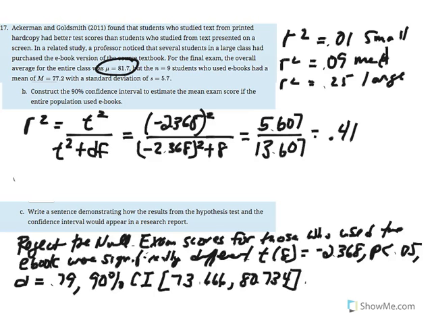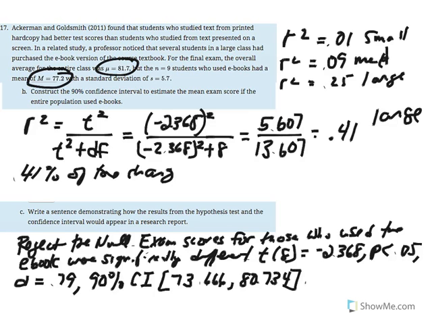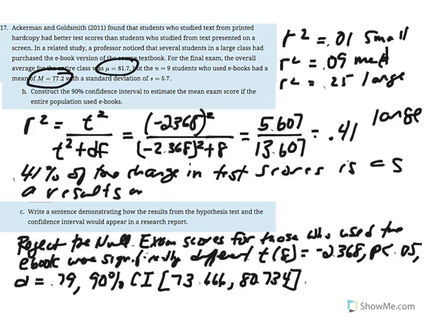So in this case, we would say, again, this would be a very large effect, that the difference in scores, and in this case a significant decrease in scores, is due to the fact that these students are using the ebook versus the print. So again, 41% of the change in test scores is as a result of the use of the ebook. So we can attribute this change in scores to the use of the ebook, or we can attribute the decrease in exam scores to the ebook. Now, this R squared would normally be included in our conclusions instead of d, so right here.